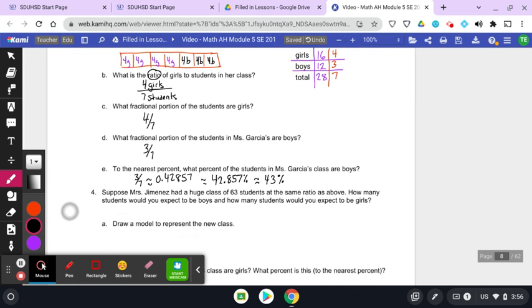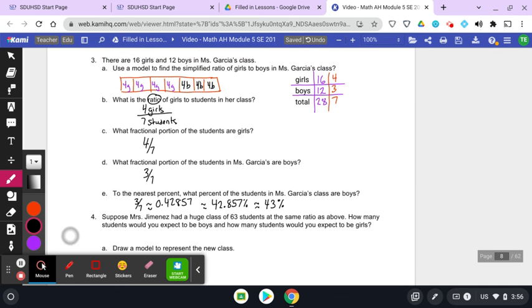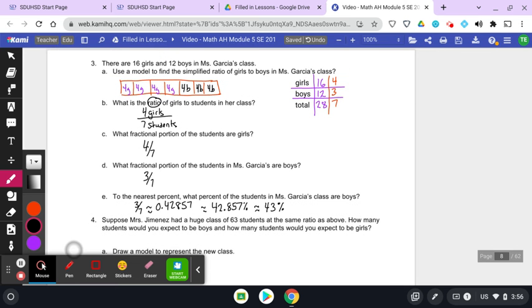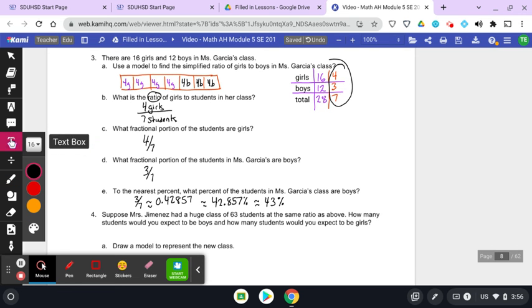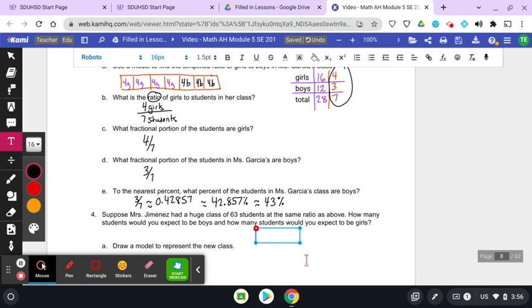Okay, suppose Ms. Jimenez has a huge class of 63 students in the same ratio as above. So we want to steal from above. We want to steal this part right here. We want to steal a reduced ratio because we know it's in the same scale, the same ratio. Has to be an equivalent ratio. So girls, boys, total.